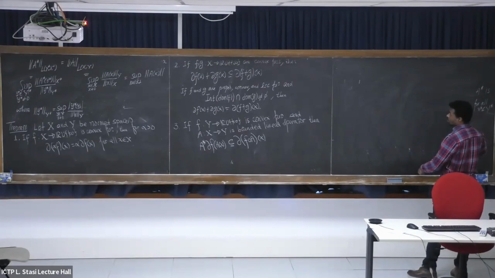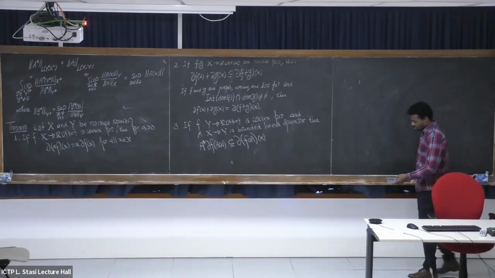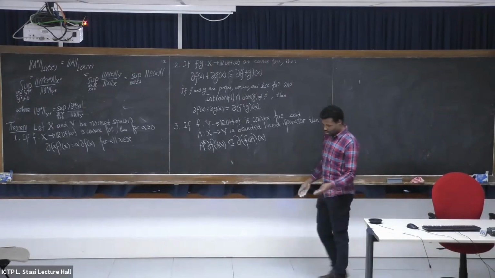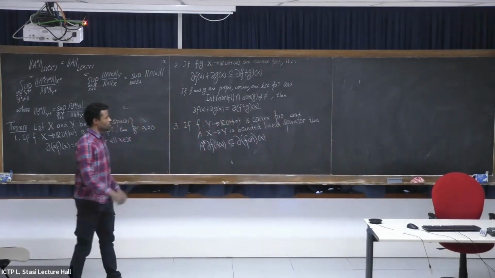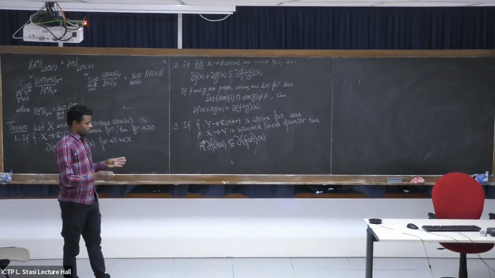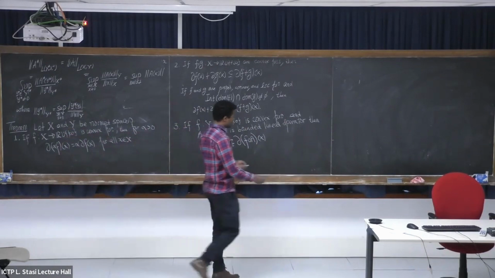Now, I would like to state the Karush-Kuhn-Tucker condition, the complicated part of the optimality condition, a version of the optimality condition.